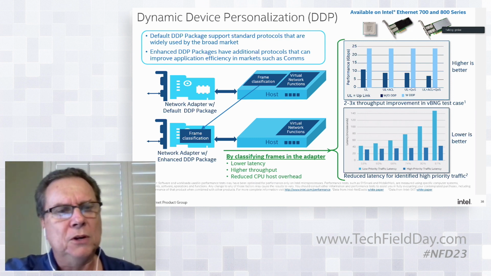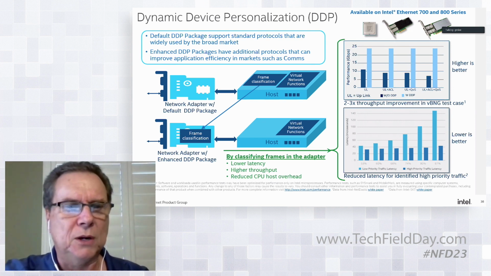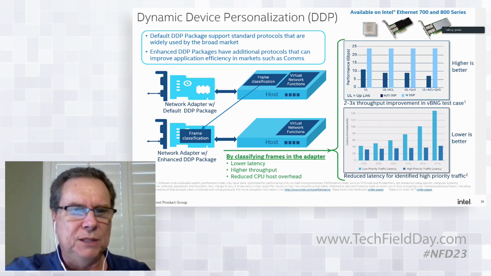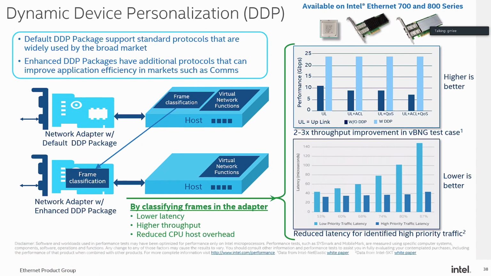There are different protocols. The default DDP package for Columbiaville supports standard protocols that are widely used in the broad market. These are fairly stable protocols that NICs typically need to support. But where we're setting ourselves apart a bit is that we're providing enhanced protocols in what we call enhanced DDP packages, and they have additional protocols. Right now, most of the target for these protocols is in the comms market for communication service providers. We do have applications in some cases where we will do custom protocols for cloud service providers who may have proprietary headers in their data centers.